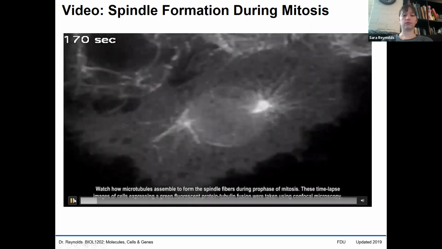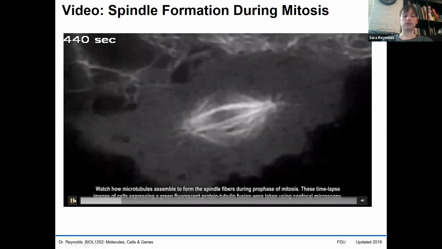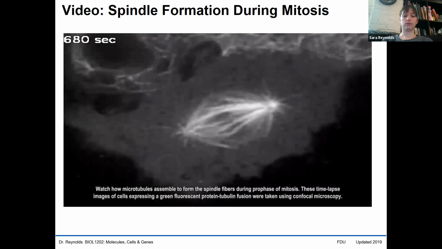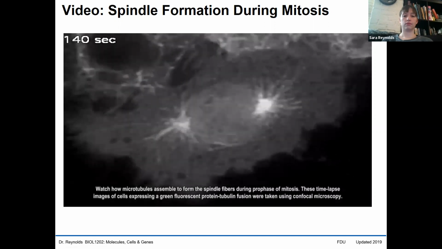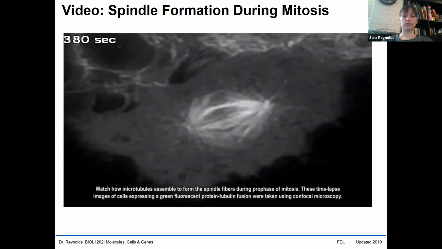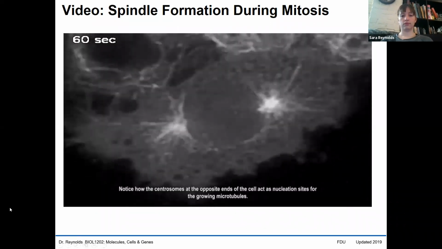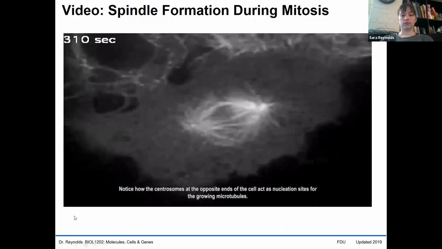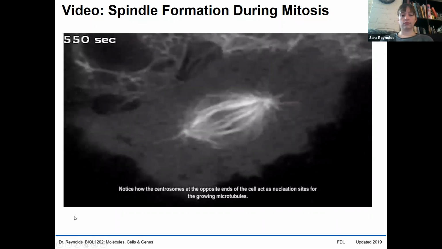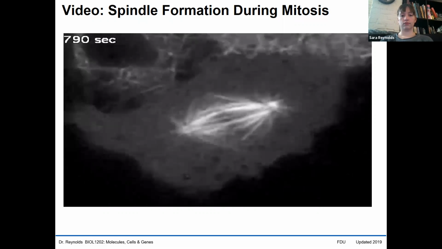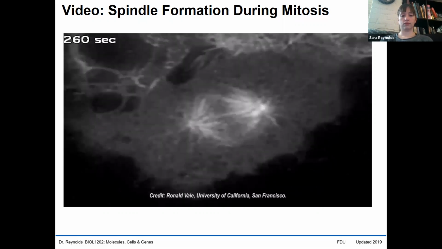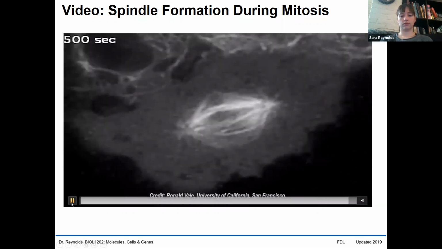Watch how microtubules assemble to form the spindle fibers during prophase of mitosis. These time-lapse images of cells expressing a green fluorescent protein tubulin fusion were taken using confocal microscopy. Notice how the centrosomes at the opposite ends of the cell act as nucleation sites for the growing microtubules. Credit: Ronald Bale, University of California, San Francisco.